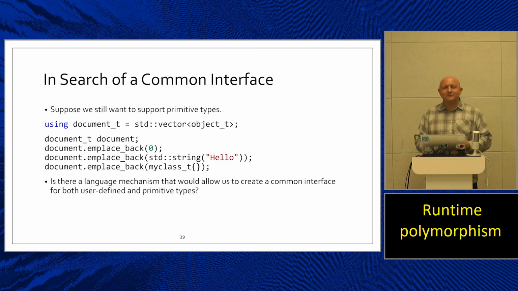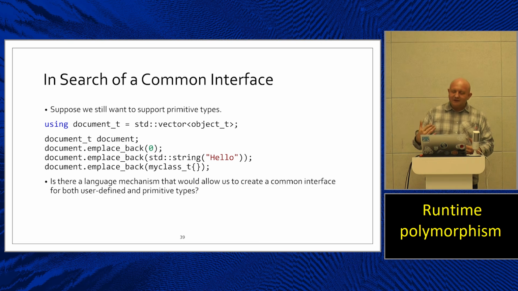And let's go back to Sean Parent's problem. We want a std::vector of object_t here. And we want to push integers, strings, user-defined types, and we want value semantics. Is there a language mechanism that already allows us to create a common interface between primitive types and user-defined types? Yes, there is. We've already seen it. Overload resolution. Primitive types and user-defined types can participate in the same overload set. That's a fully language-supported mechanism.